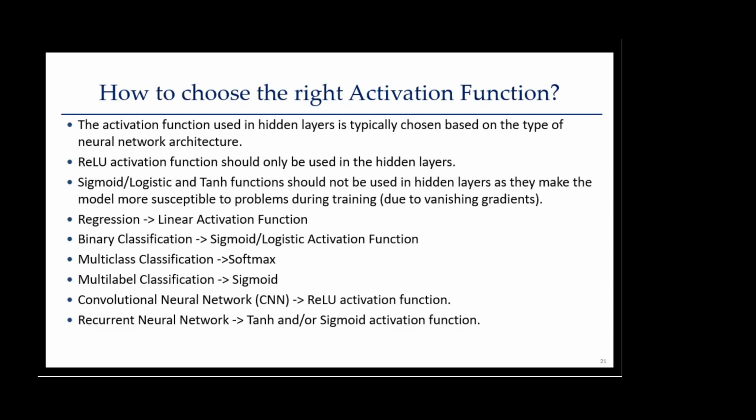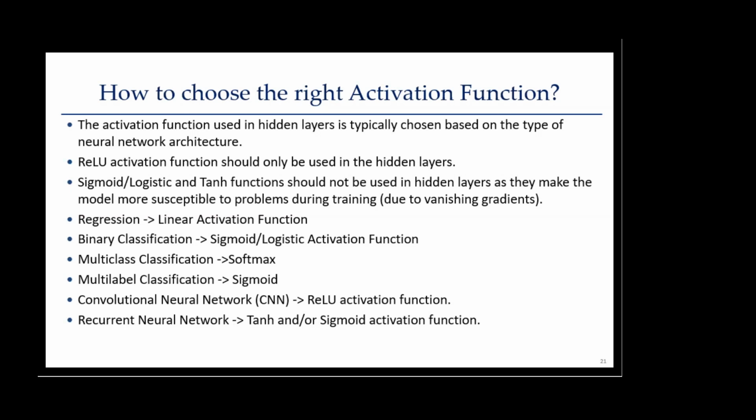Function. There are several rules, but here we can go over a summary of some of them. The activation function used in a hidden layer is typically chosen based on the type of neural network architecture. The ReLU activation function should only be used in hidden layers, while sigmoid and tanh functions should not be used in hidden layers because they cause problems during training.